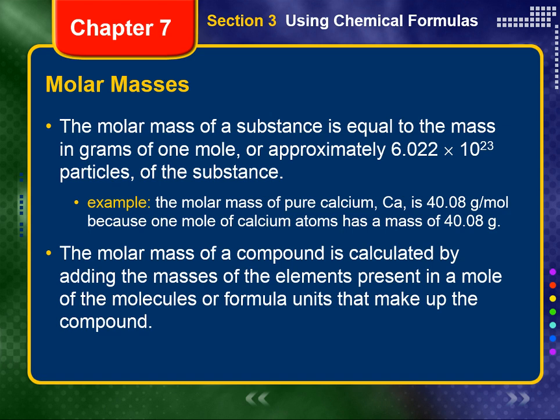Molar masses. In Chapter 3, you learned that the molar mass of a substance is equal to the mass in grams of 1 mole, or approximately 6.022 times 10 to the 23rd particles of the substance. For example, the molar mass of pure calcium, Ca, is 40.08 grams per mole because 1 mole of calcium atoms has a mass of 40.08 grams. The molar mass of a compound is calculated by summing the masses of the elements present in 1 mole of the molecules or formula units that make up the compound.